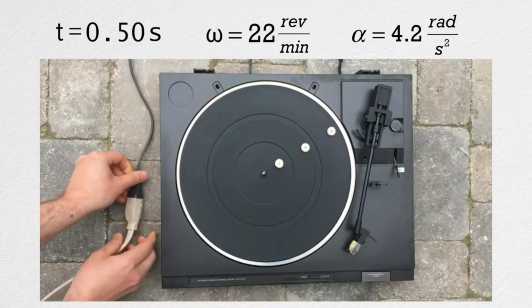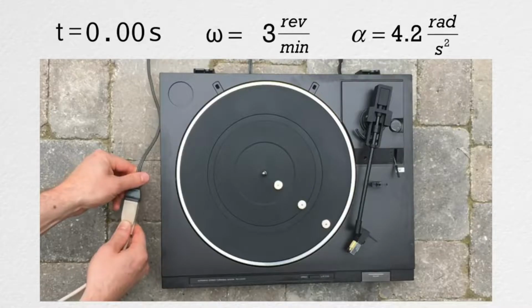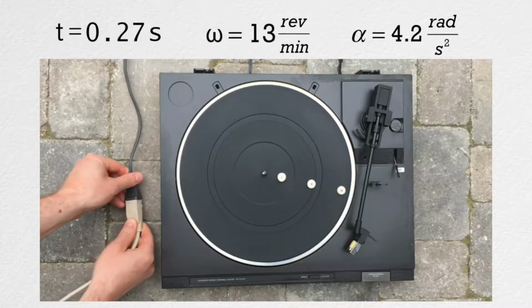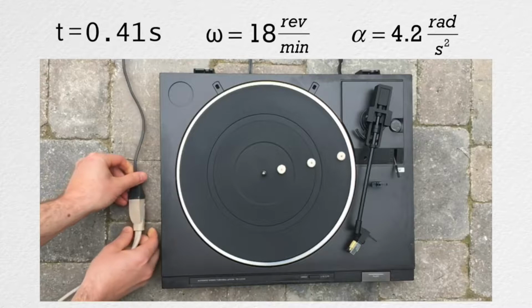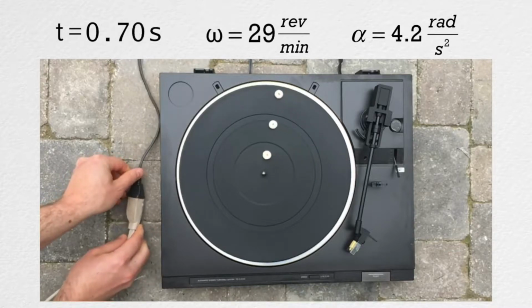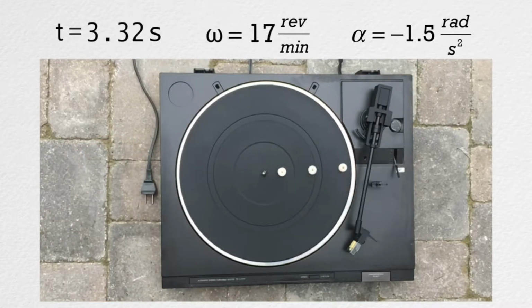And now we turn to angular acceleration. This is the rate at which the spin is speeding up or slowing down. It is symbolized by the Greek letter alpha and measured in radians per second squared. A positive angular acceleration means either an object is speeding up in the positive counterclockwise direction or slowing down in the negative clockwise direction. A negative acceleration means an object is slowing down counterclockwise or speeding up clockwise.